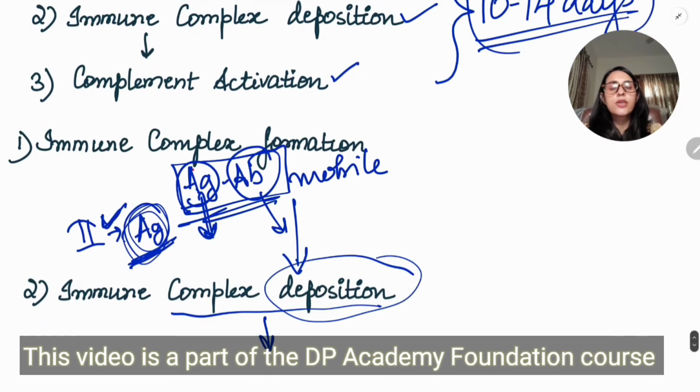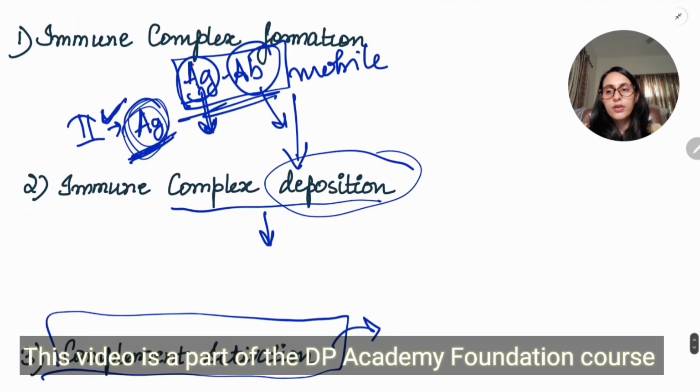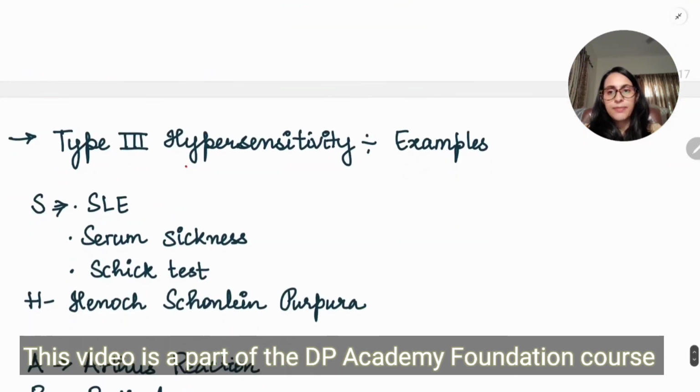Then this complex is deposited somewhere, either in the organ, joints, skin or serosa, anywhere, and it is going to create the problem by activating the complement system. So this is type 3 hypersensitivity. What are the examples of type 3 hypersensitivity? You can remember them with the mnemonic SHARP.